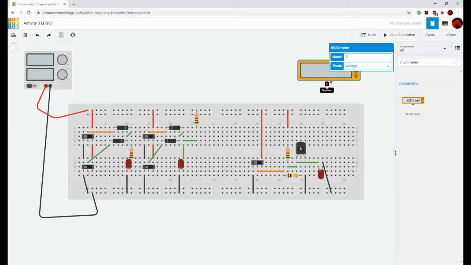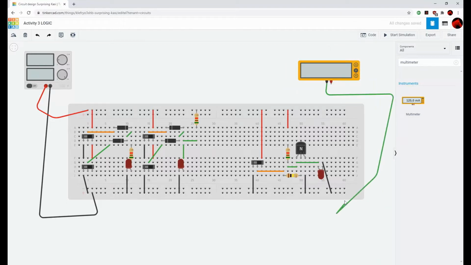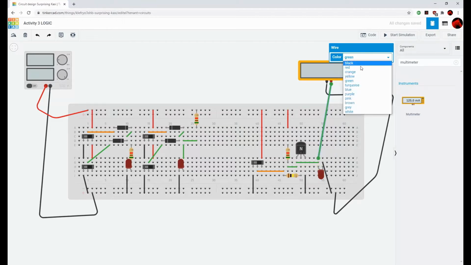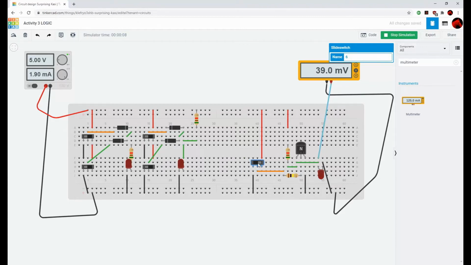And now, if we try and read the output voltage, 1.8 volts on, 39 millivolts when low. That's a lot better.